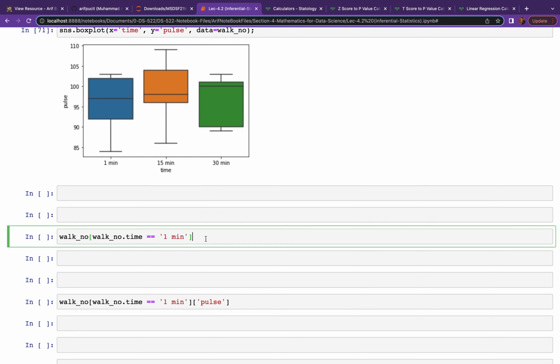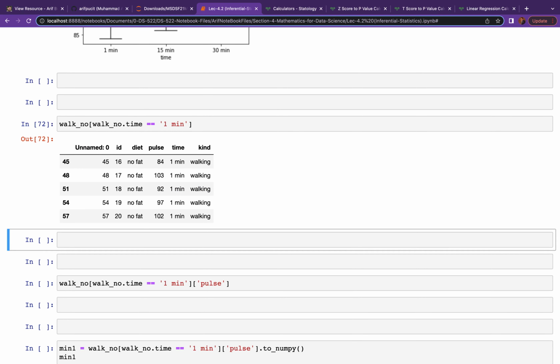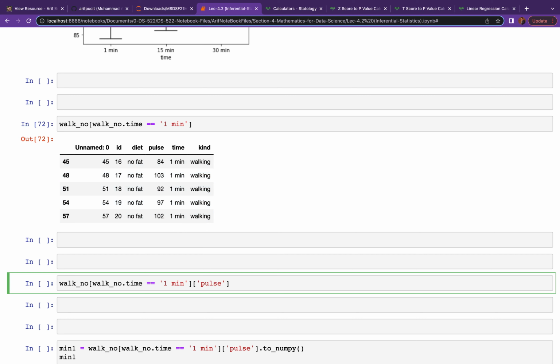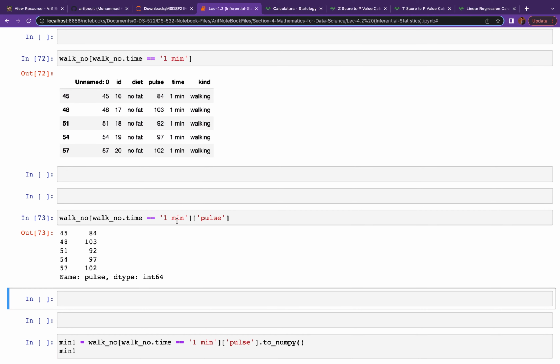Okay, so let's check for 1 minute and filter only those records from the above data frame with timestamps equal to 1 minute. And this is the exact series of pulse values that I have got from the above data frame. Great.